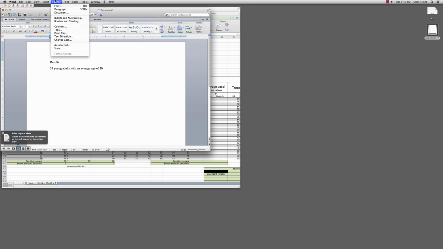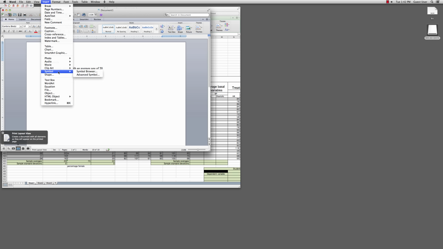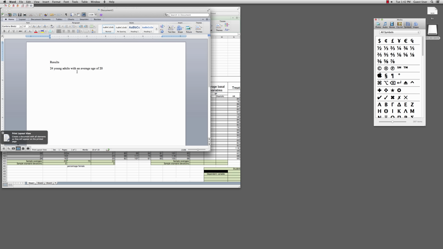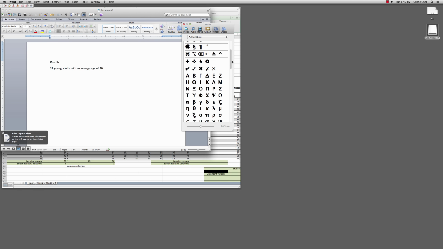So you can go up here to insert, symbol, symbol browser, and again a window should pop up. If you don't see it right away, do some scrolling. You are looking for a plus minus symbol, because remember standard deviation is showing you the spread about a mean.